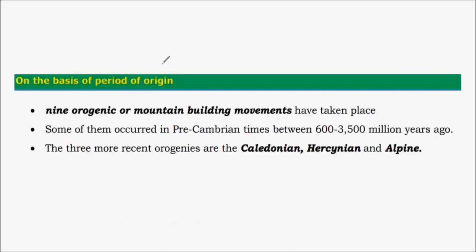Since the birth of Earth, there have been nearly 9 orogenic or mountain building processes. Most of the mountain building processes took place in pre-Cambrian times, which is from the birth of the universe till 500 million years ago. And the most important and the recent mountain building processes are called the Caledonian, Hercynian and Alpine systems, which we will discuss in detail.